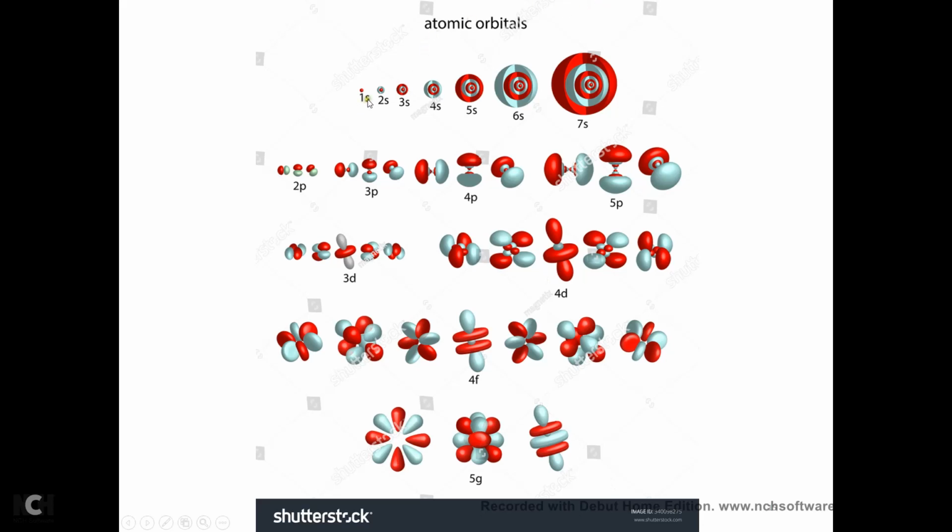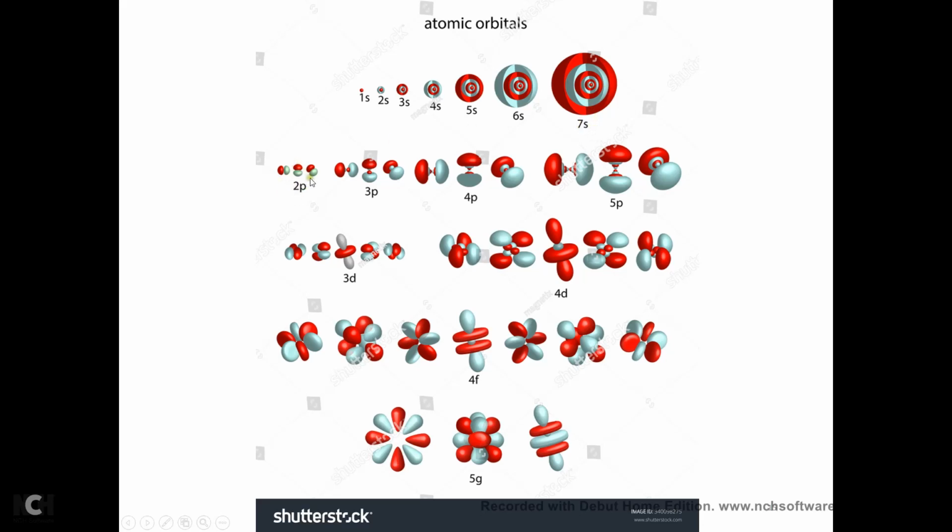1s, 0. 2s, if you look at the red and the green, there are different phases, there are different signs. Between red and green, there's a node. Between this green and this red, there's another one. 2 nodes, 3 nodes, 4 nodes, 5 nodes, 6 nodes. The number of nodes is, again, n-1.